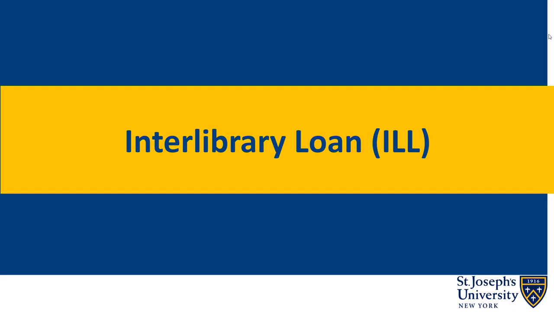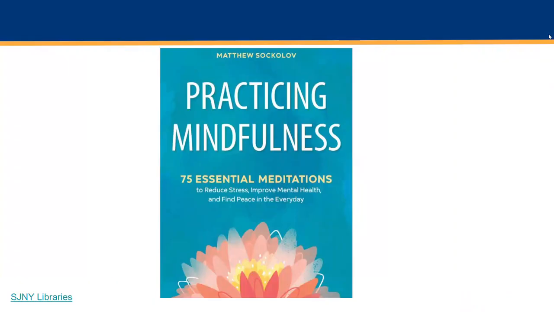SJNY Libraries, Interlibrary Loan. When you need a specific book or the full text of an article that is not available at the SJNY Libraries, you may be able to obtain them from other libraries by submitting an Interlibrary Loan request, which is sometimes also referred to as an ILL.